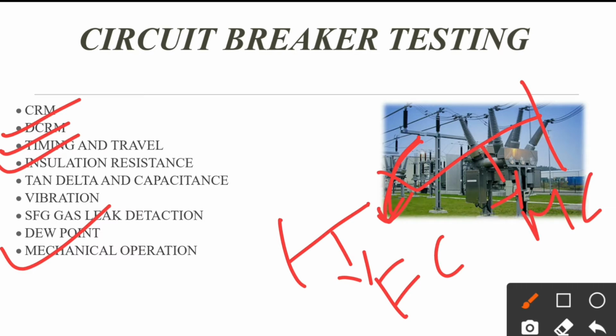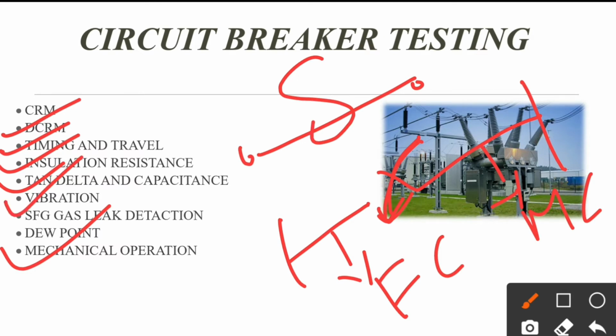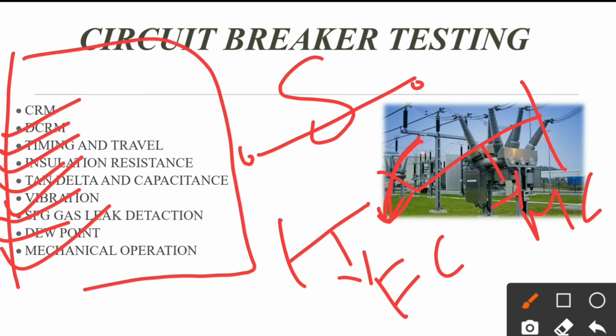Number four is insulation resistance. Insulation resistance finds the total resistance between any two points separated by electrical insulation. Number five is tan delta and capacitance test. This test is generally performed on all electrical equipment to find the loss angle. Also we have to observe the vibration, gas leakage, and dew point. So what is dew point? Higher dew point means there will be more moisture in the air. So these are the tests that we need to perform on a circuit breaker in switchyards.